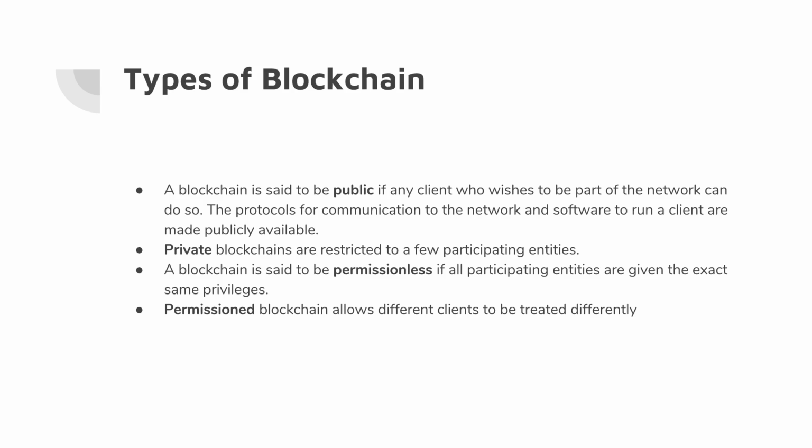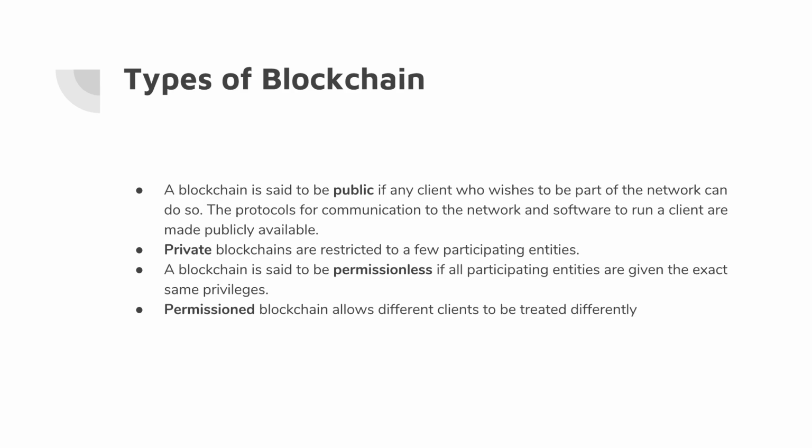Another kind of classification of blockchains is permissionless and permissioned blockchains. A blockchain is said to be permissionless if all participating entities are given the exact same privileges. This means that every participant in the network is allowed to do the same set of operations, and every participant gets the exact same say in any decision that is made in the network. On the other hand, a permissioned blockchain allows for different clients to be treated differently. This could be in the sense that only certain parties or certain nodes are allowed to perform certain activities, or they could have a higher say in any sort of decisions.